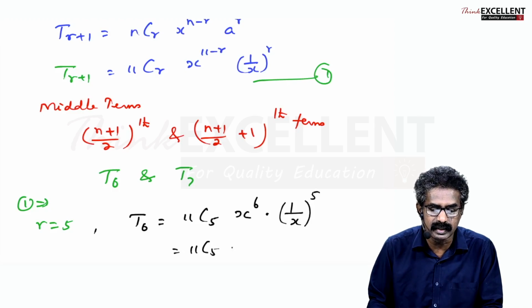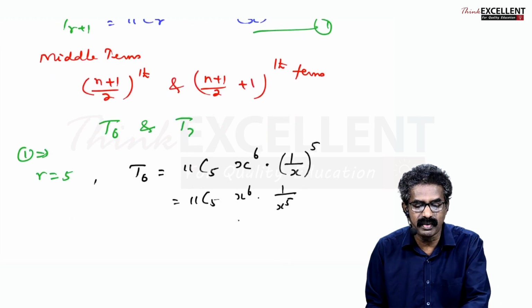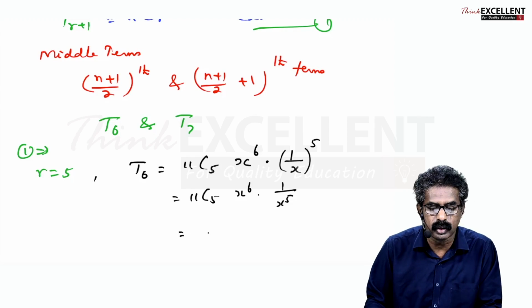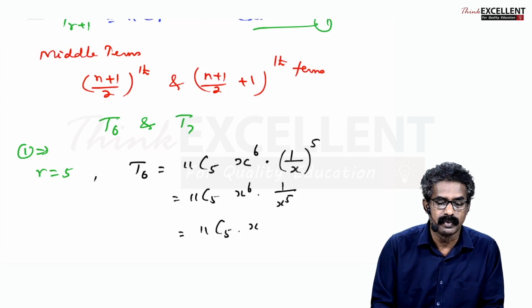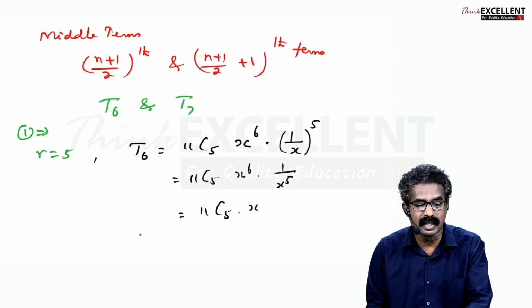11c5, you write as it is, x raised to 6 into 1 by x raised to 5. x raised to 5 and x raised to 6 cancel. So your answer is 11c5 into x. Okay, so this is the 6th term. Don't stop, we have to find the 7th term also, right?